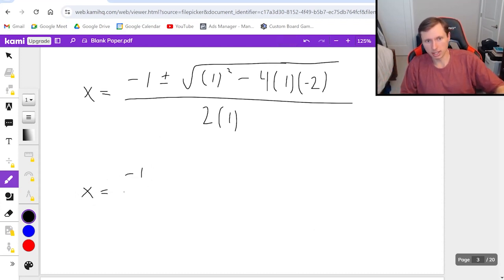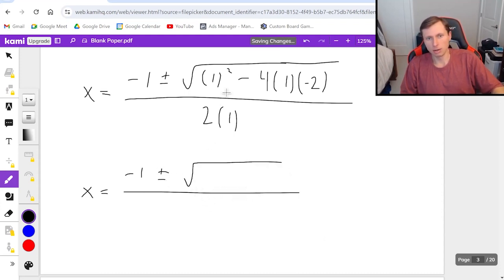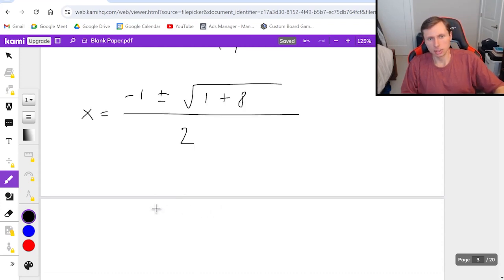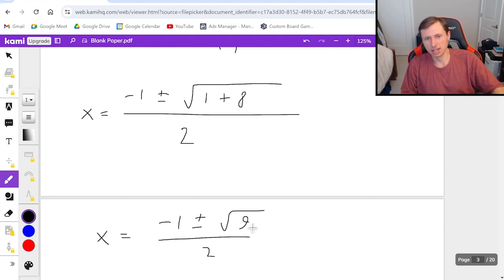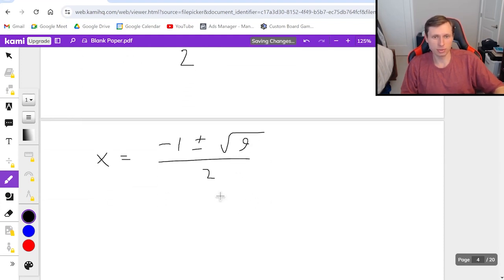So first I'm rewriting this stuff, then plus or minus square root of 1 squared is just 1, minus 4 times 1 times -2. That's actually +8 because it's a double negative, and then the denominator is just 2. So then that means in the numerator I have -1 plus or minus square root of 1 plus 8, 9, divided by 2. And I know the square root of 9 is 3.